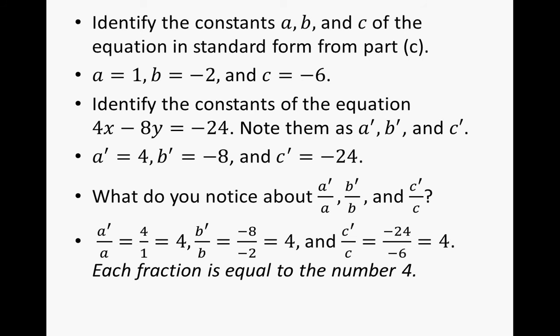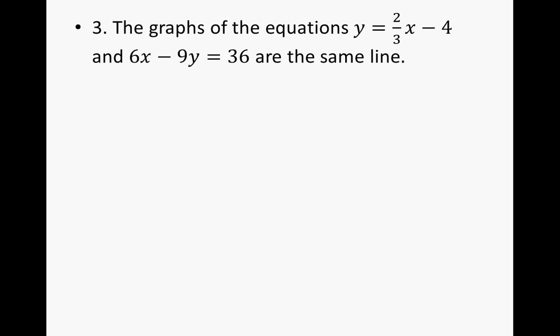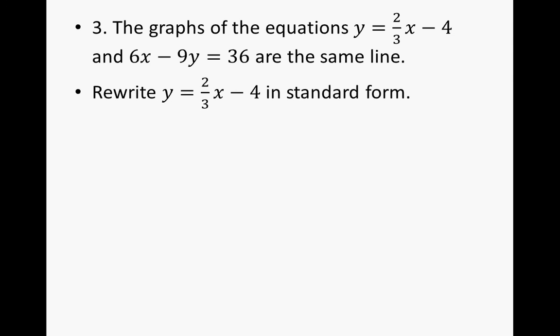Well, a prime to a is 4 to 1, which is 4. B prime to b is negative 8 over negative 2, which is 4. And c prime to c is negative 24 to negative 6, which is also 4. So each fraction is equal to the number 4. All right, number 3. The graphs of equations y equals 2/3 x minus 4 and 6x minus 9y equals 36 are the same line. So rewrite y equals 2/3 x minus 4 in standard form.